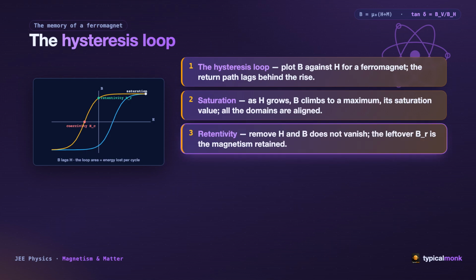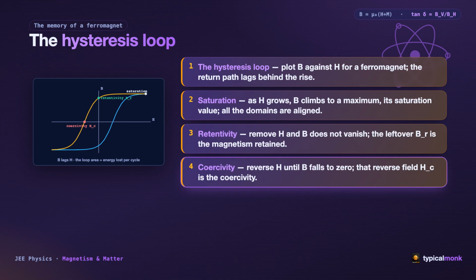Retentivity. Now remove H, and B does not vanish. The leftover value, Br, is the magnetism the material has retained. Coercivity. Reverse H until B falls all the way to 0. That reverse field, Hc, is the coercivity.